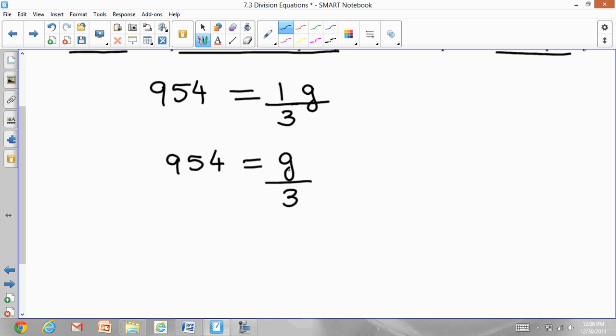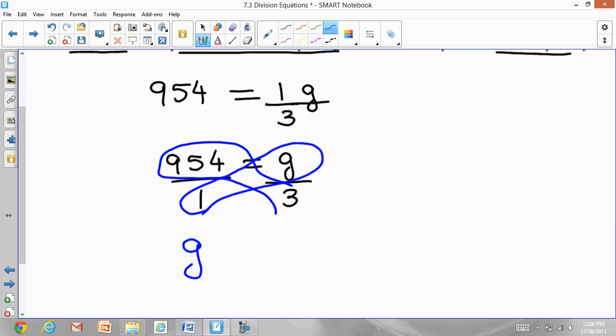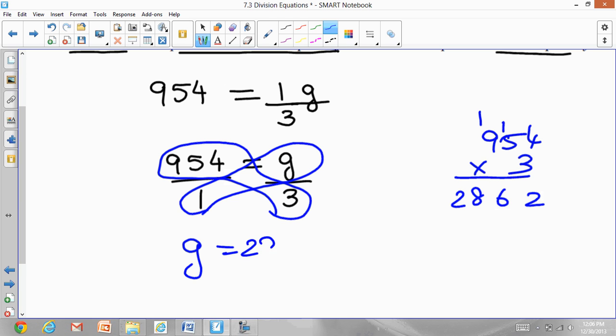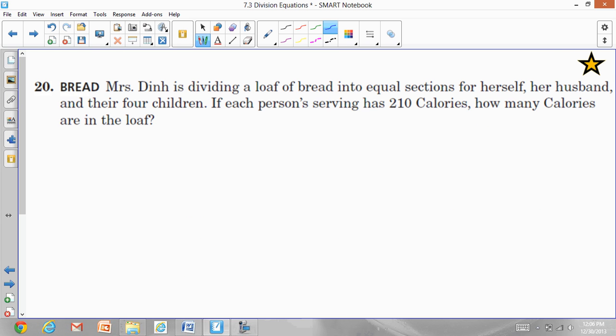So now if you have to cross multiply, you need something on the bottom. So just write a 1. So now the next step is cross over and multiply. 1 multiplies g to give you just a g. In 954 multiplies 3 to give you 2862 years. So the Grecian pottery is actually 2862 years old. Pause the video, understand?